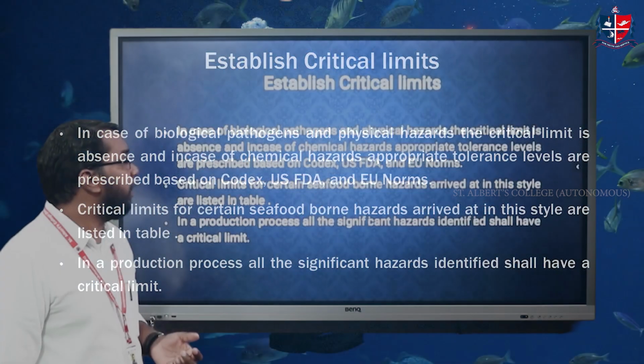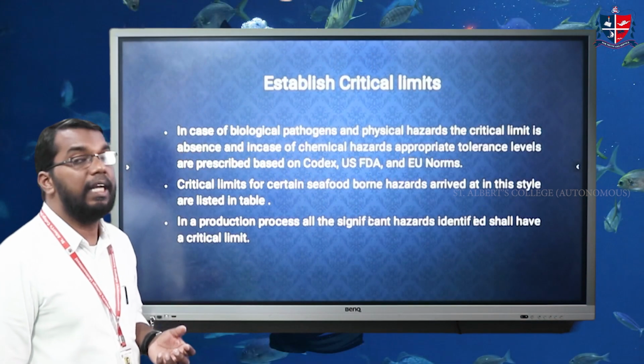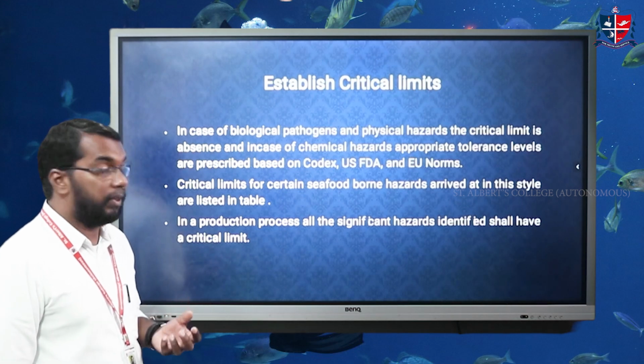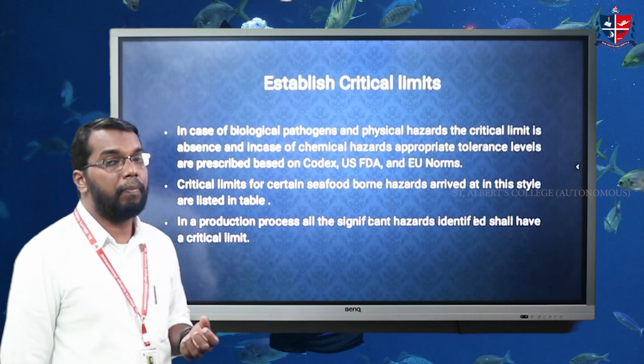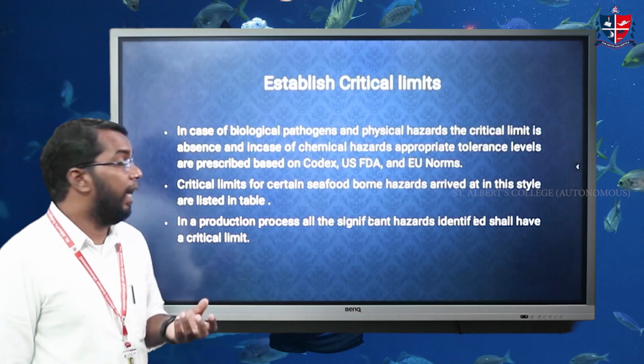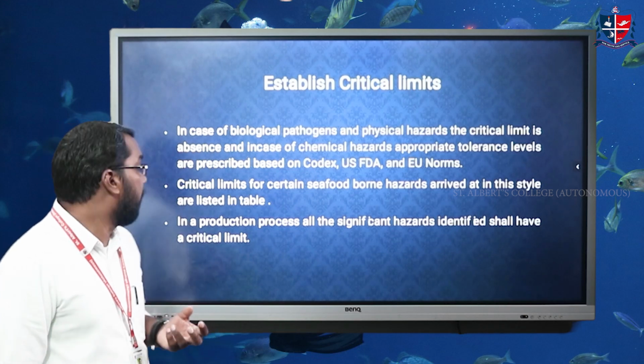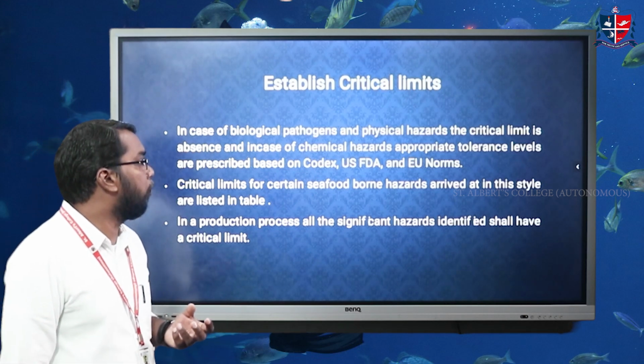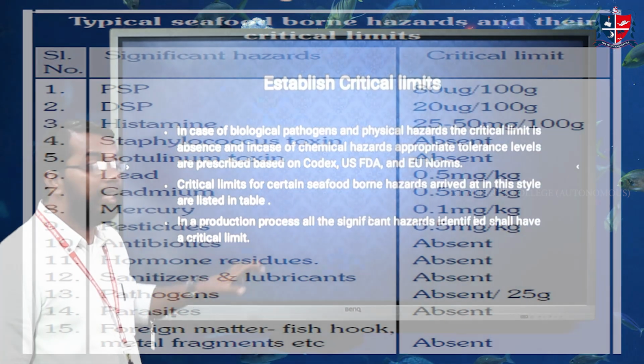Next is establish a critical limit. So in case of biological pathogen and physical hazard, the critical limit is 0 or absence, and in case of chemical hazard, appropriate tolerance level has been established under the USFDA or Codex Alimentarius Commission. Critical limits for certain seafood-borne hazards are listed in this table.